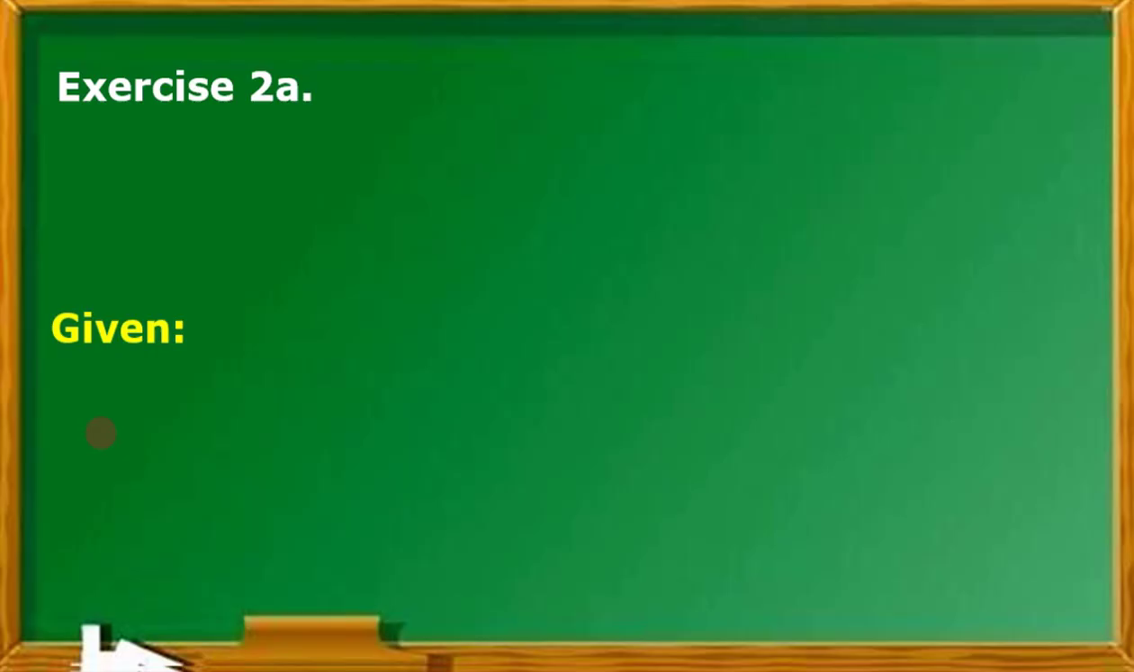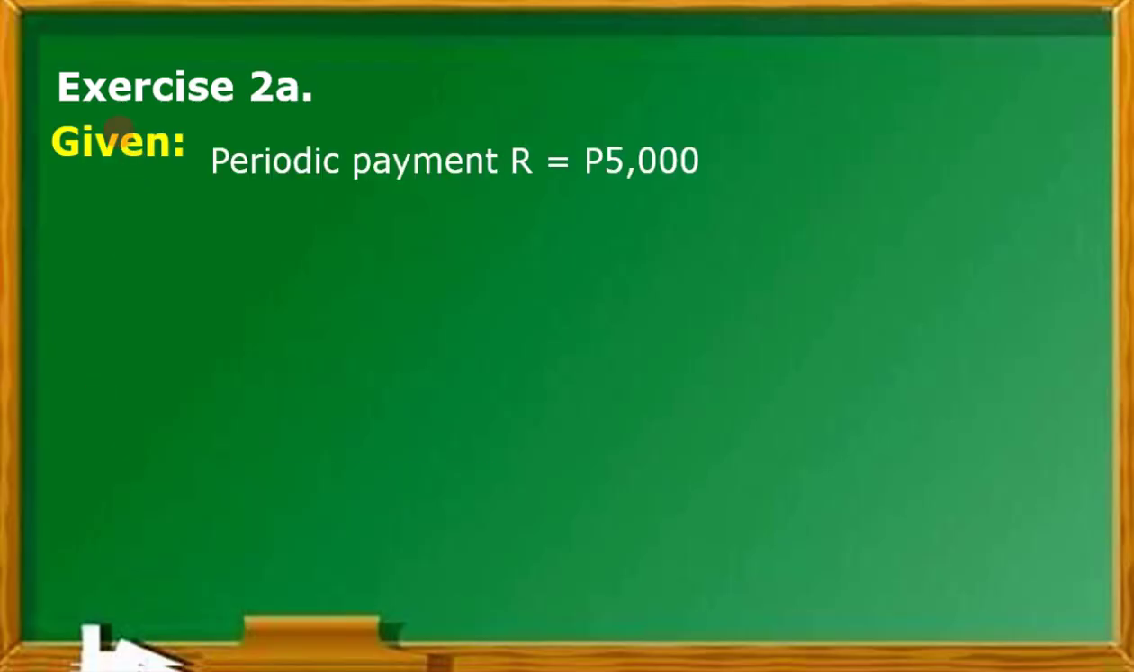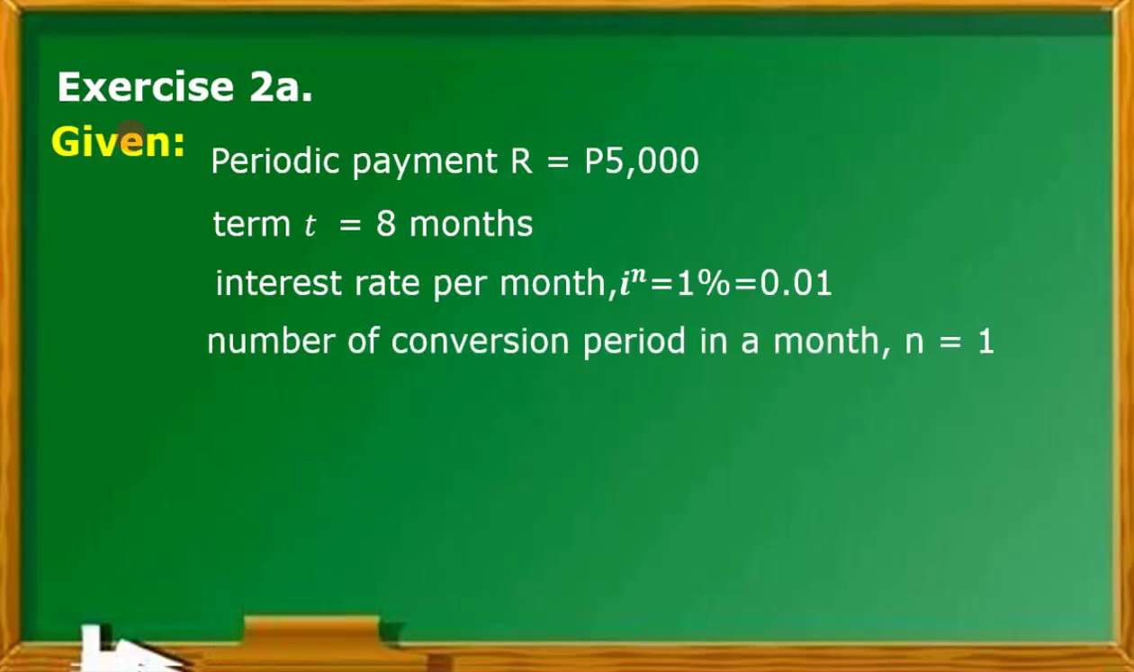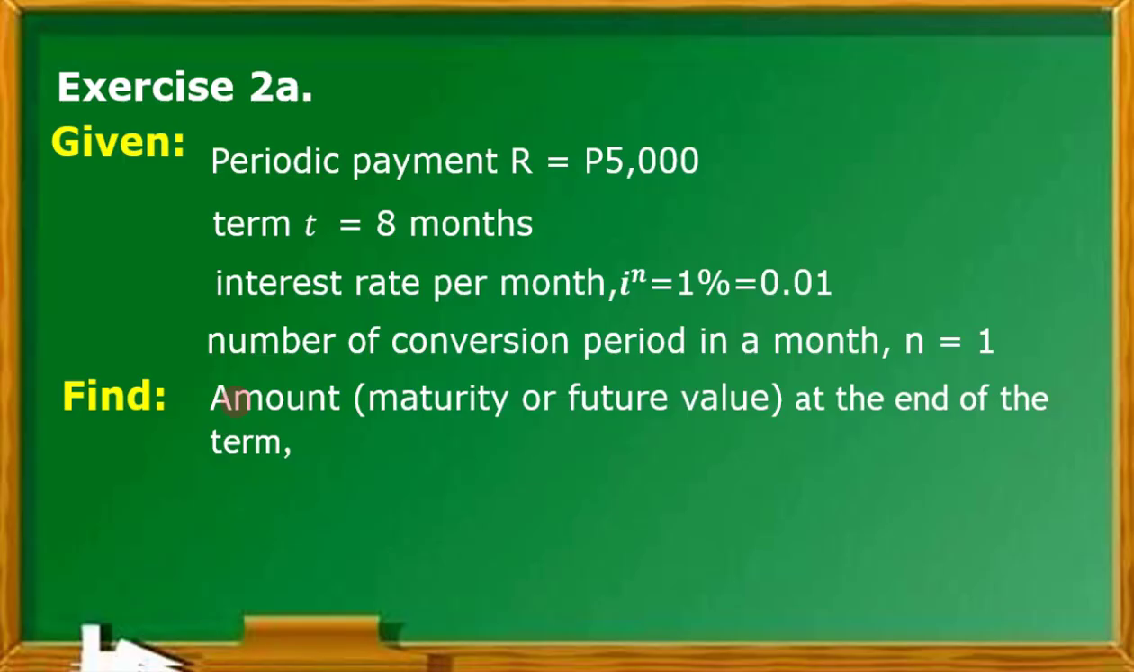Okay, so let's answer first exercise 2A. So these are the givens in exercise 2A on the problem about Peter. Periodic payment R is 5,000. The term T is 8 months. Interest rate per month, I raised to N, is 1%. So we make it 0.01. Then the number of conversion periods in a month is of course N equals 1. And we have to find the amount, or F, the future value at the end of the term.